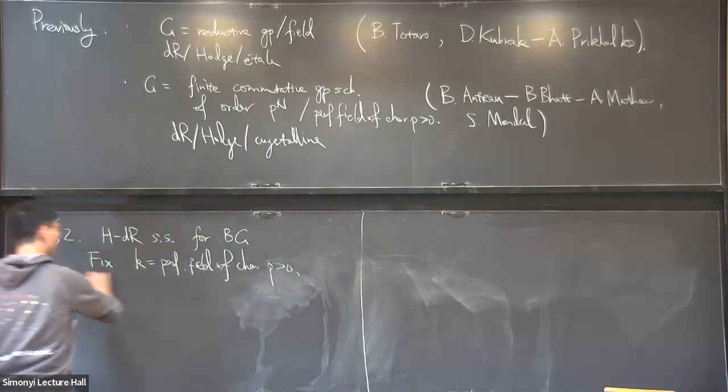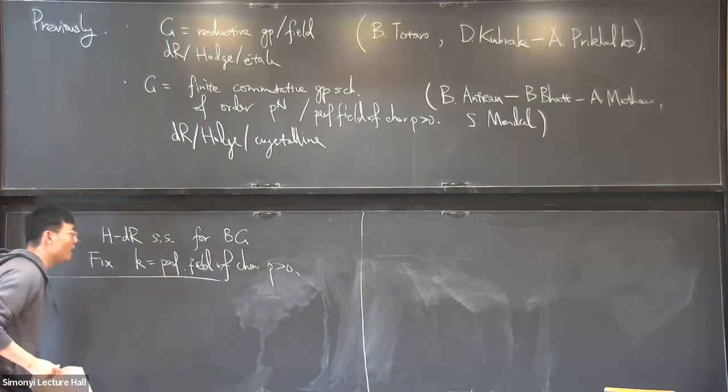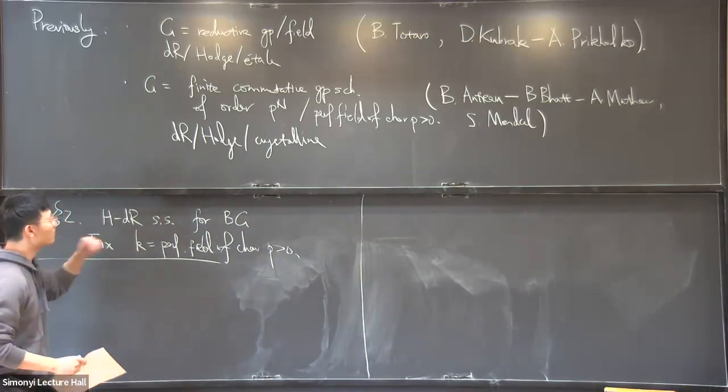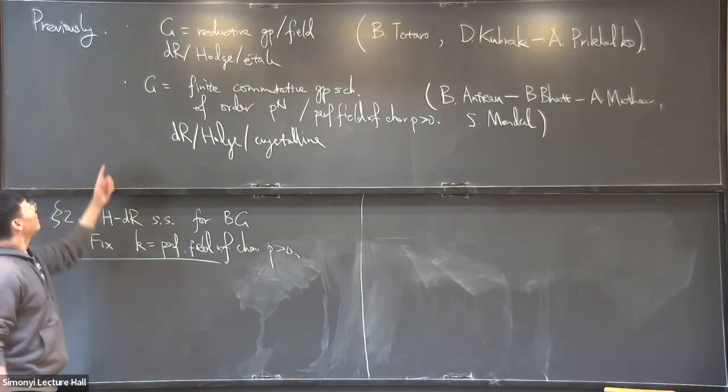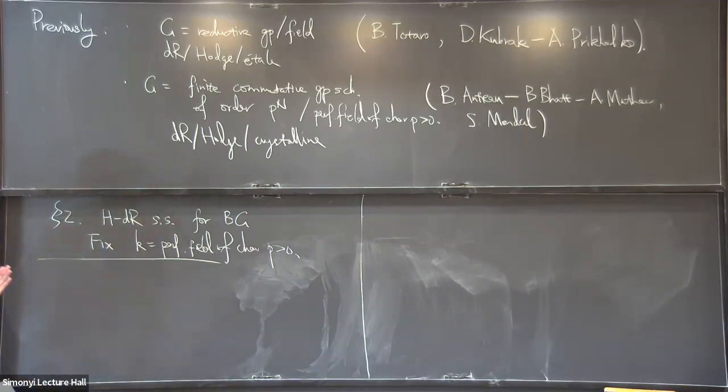Then in this setting, over this field, essentially there are only three finite commutative group schemes of order P. Now I want to describe to you the de Rham and Hodge cohomology and their Hodge to de Rham spectral sequence.